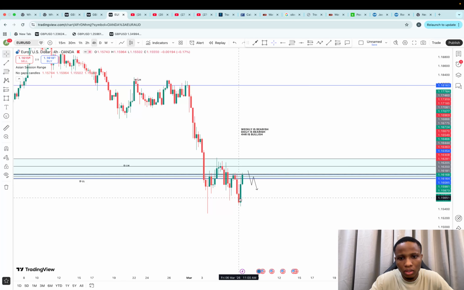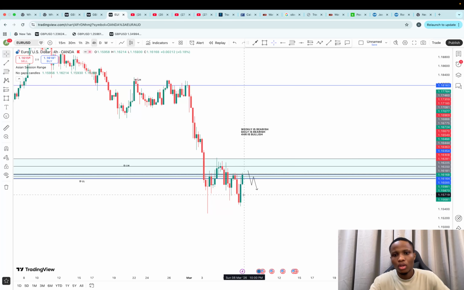I wrote it down here. We are actually bullish. This is our lower low, lower high. You can see this candle, this 4 hour candle, body close above this level right here. We are having a higher high, higher low. So what I'm waiting for right now is for 4 hour to pull all the way to the zone, giving me a new high.